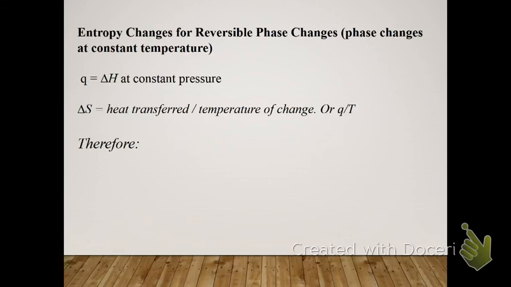Entropy changes for reversible phase change. That means I'm basically at the phase change. Because Q is equal to delta H at a constant temperature, delta S is equal to the heat transferred over temperature. So therefore, it's written in your notes already: delta S is equal to delta H over T, negative. Okay? And I believe that's a good place to stop.